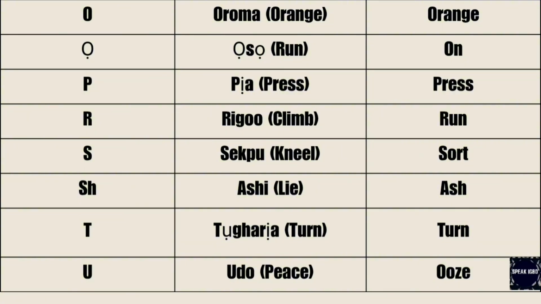Se, that is kneel, kneel. And the word in English with the C sound is sort. She, ashe, ashe, it means lie. And the word in English with the she sound is ash. Ash. T, tovaria, it means turn. Turn. And the English word with the T sound is turn as well. It has the T sound there.